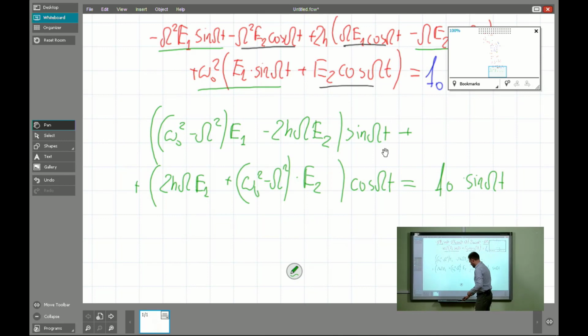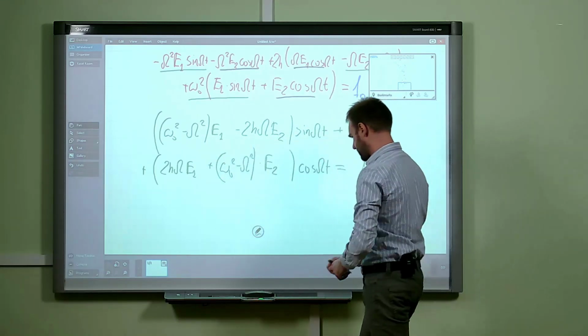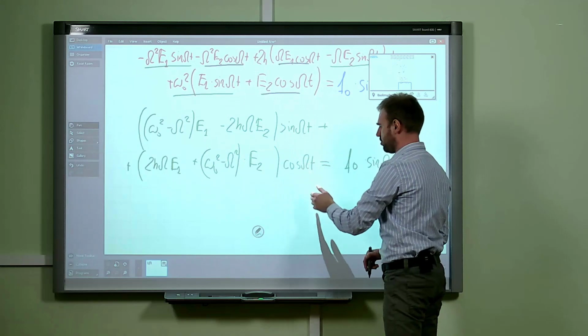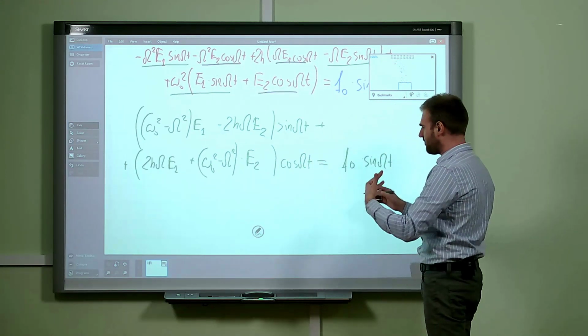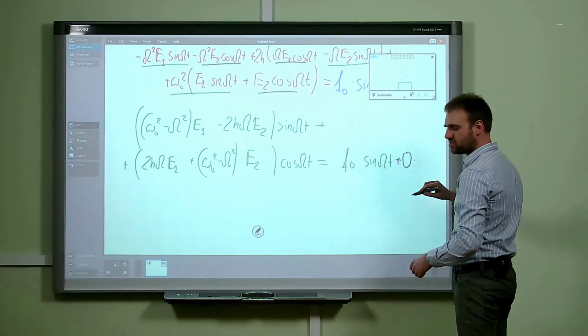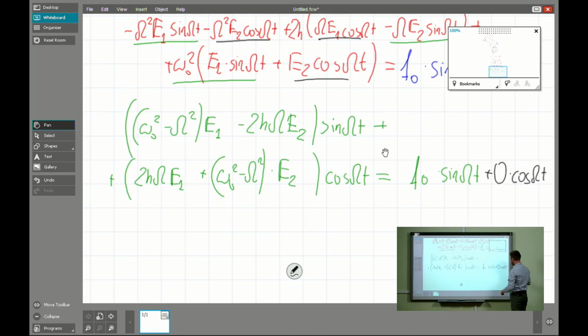And because it's an identity, we have to compare the left-hand side and the right-hand side, and we see that on the left-hand side we have the sine and cosine components. On the right-hand side we have exactly the same, but the cosine is not given in the exact form. That is why I will add that thing in the form of 0 cosine omega t.